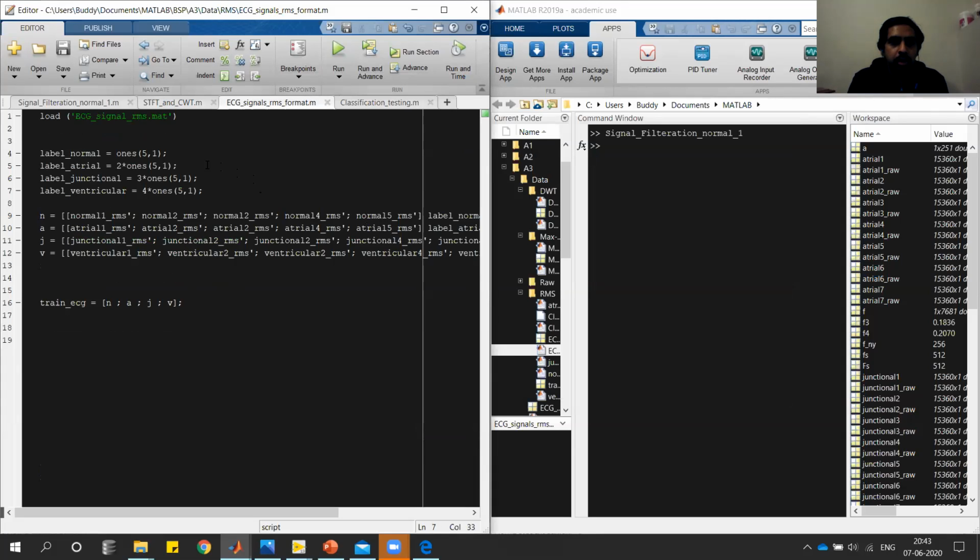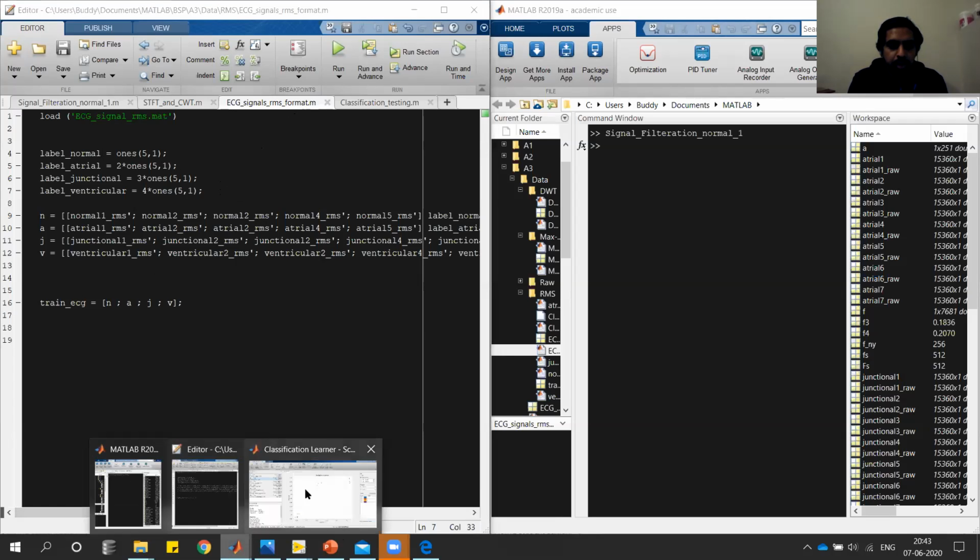Now, after we extracted the features from the signals using the methods which I discussed in my presentation, it is important that we format or arrange them appropriately so that they can be imported into the Classification Learner toolbox. So for that, we did a formatting script. This is for RMS features.